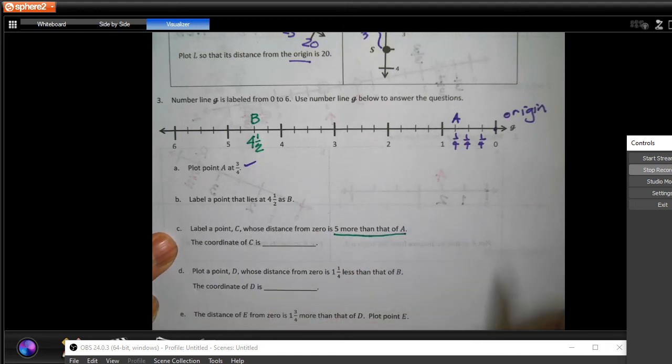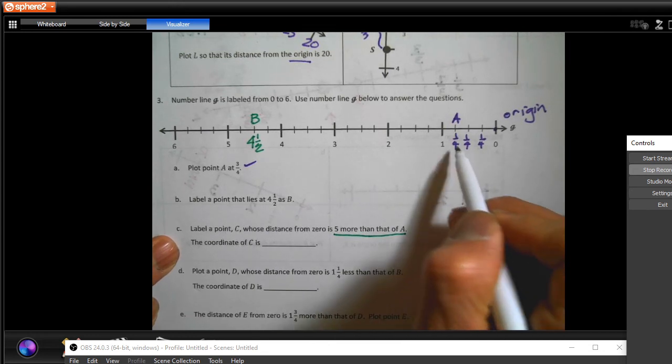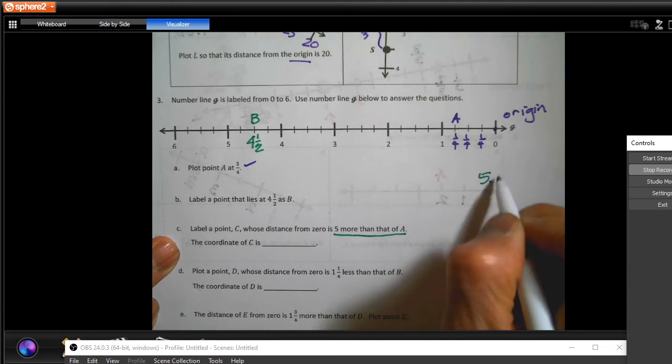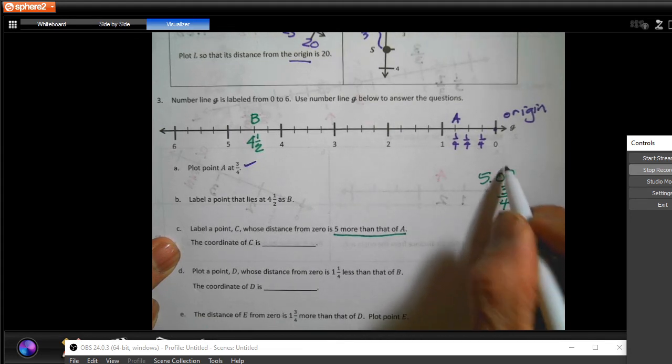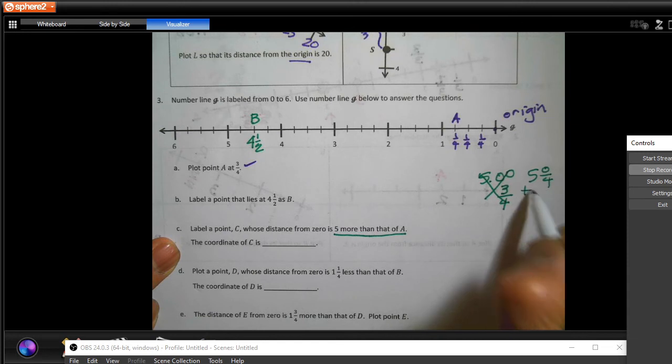Okay, so now we have to do addition of fractions here. So it's going to be 5 more than that of A. So if A is 3/4, right, what will be 5 plus 3/4? Let's write, let me see, 3/4 will be here. And you know what, I didn't do this correctly. Let me show it to you correctly. This is 5 0/4 plus 3/4.